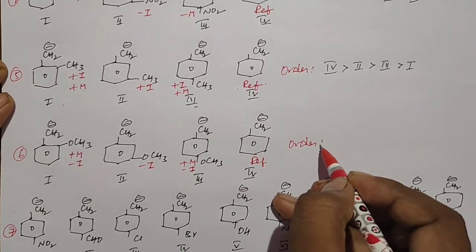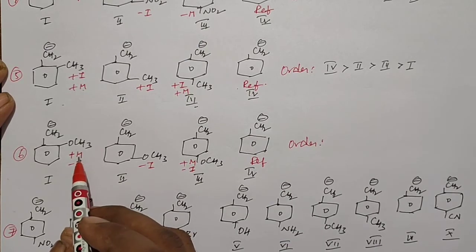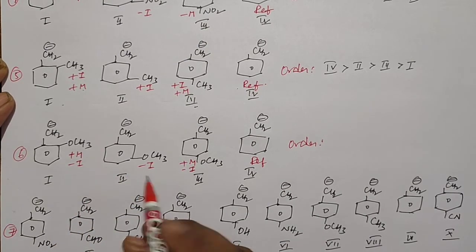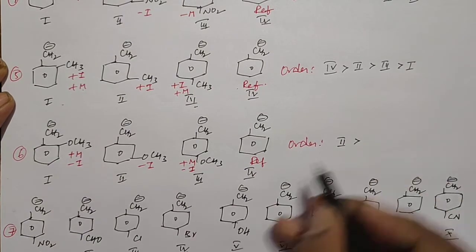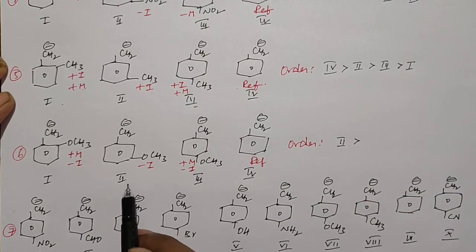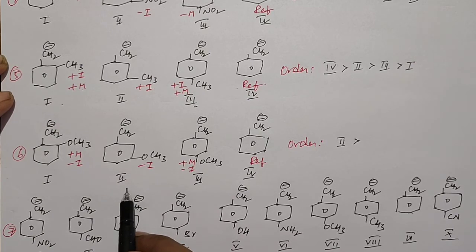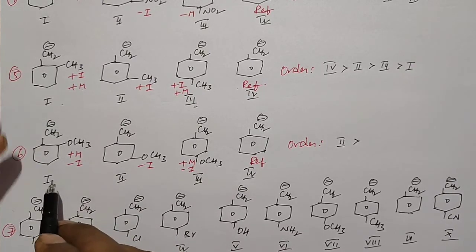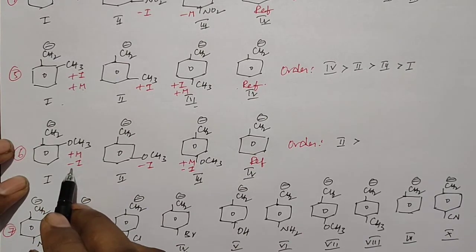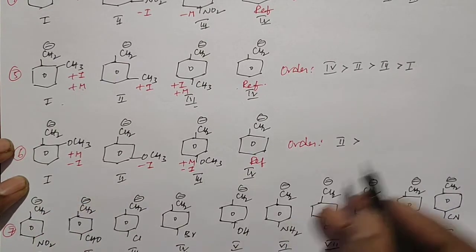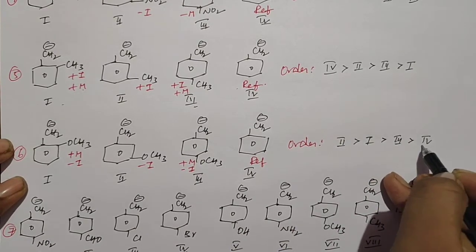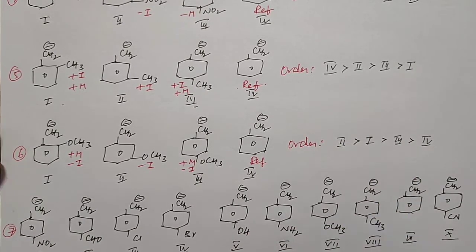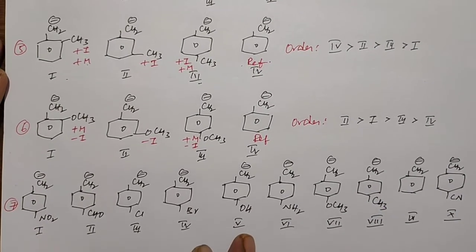When you take the order of stability, the plus M effect destabilizes. So that's why the second structure is more stable than the remaining ones. After the second structure, the first structure, here the minus I effect also can operate. So the first structure is more stable. After that the third structure is more stable, and the fourth structure, the reference structure, is at last. Okay, this is their order of stability.